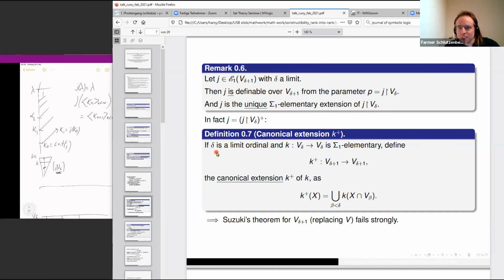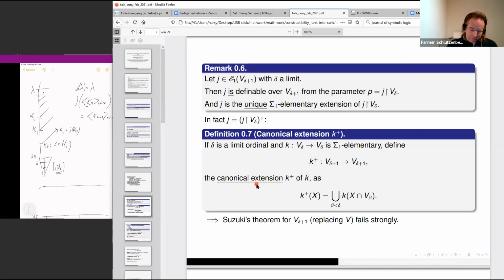Canonical extension: if we have a limit ordinal delta and K is Sigma 1 elementary from V delta into itself, then we define the canonical extension of K as just the unique map that could be an elementary embedding from V delta plus 1 into itself, if there's going to be one. That's given by using K to move all of the pieces of a given set.